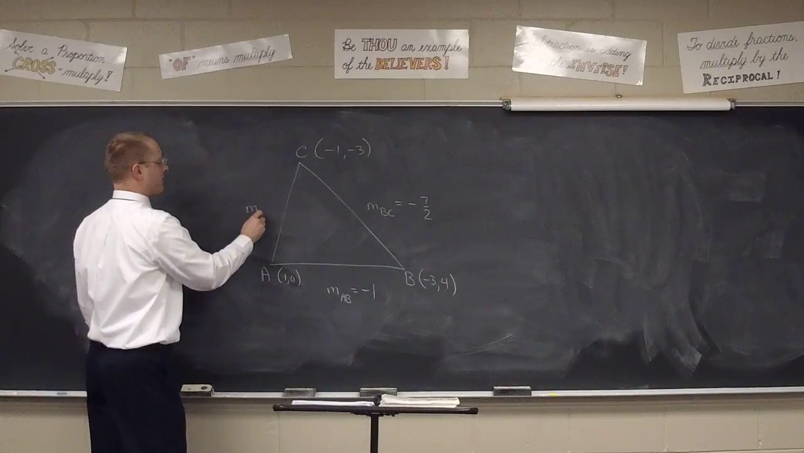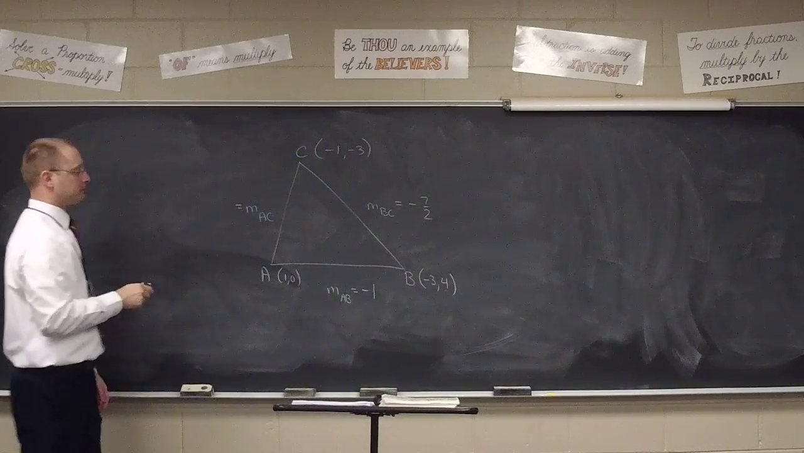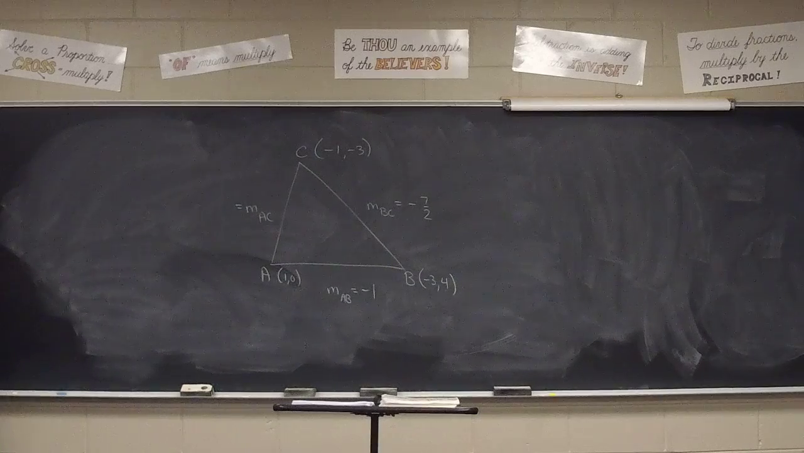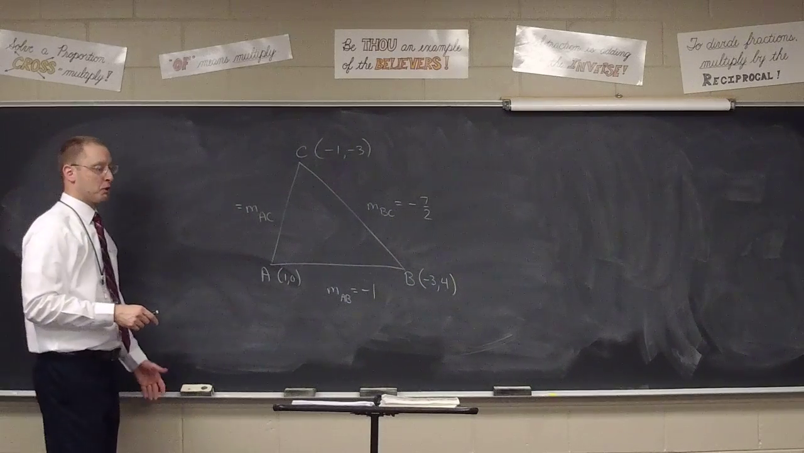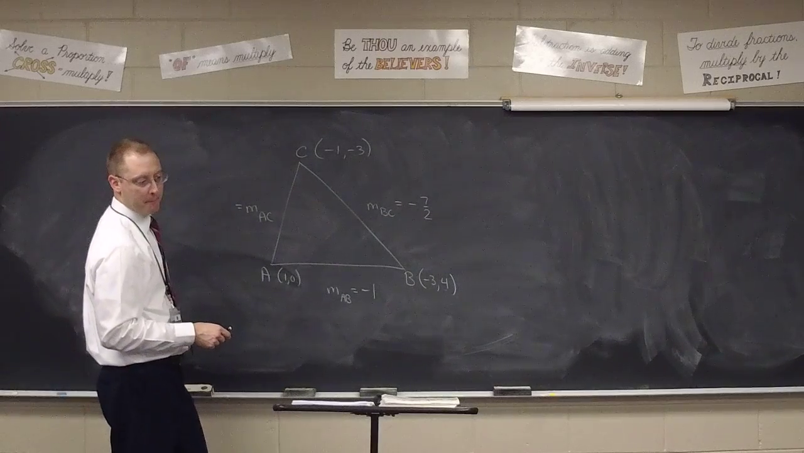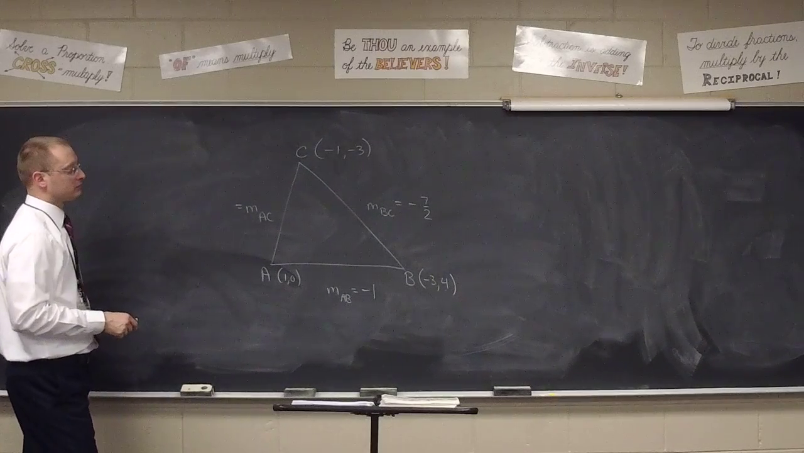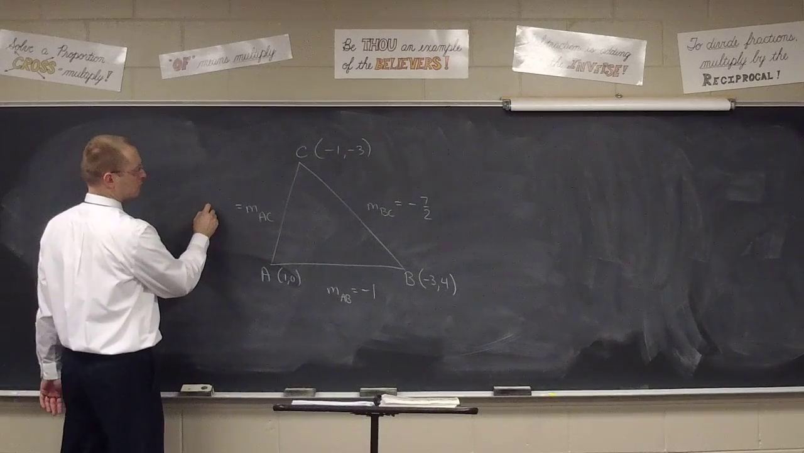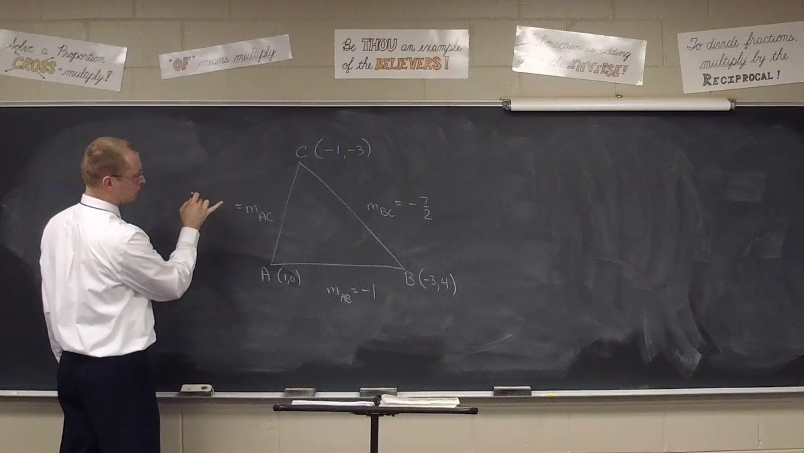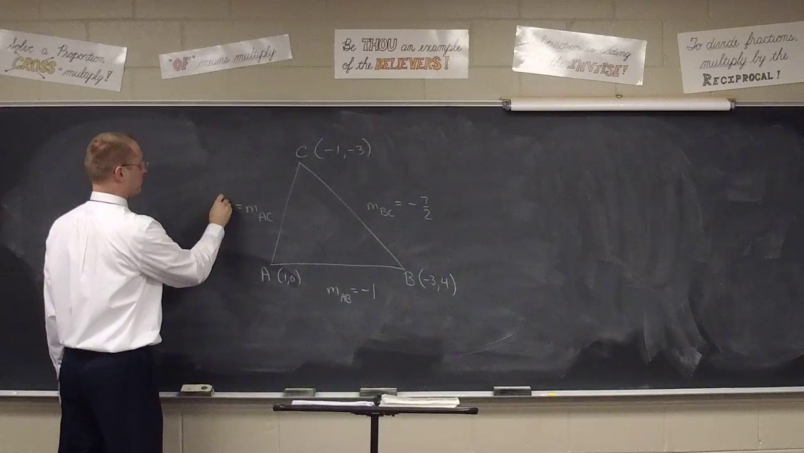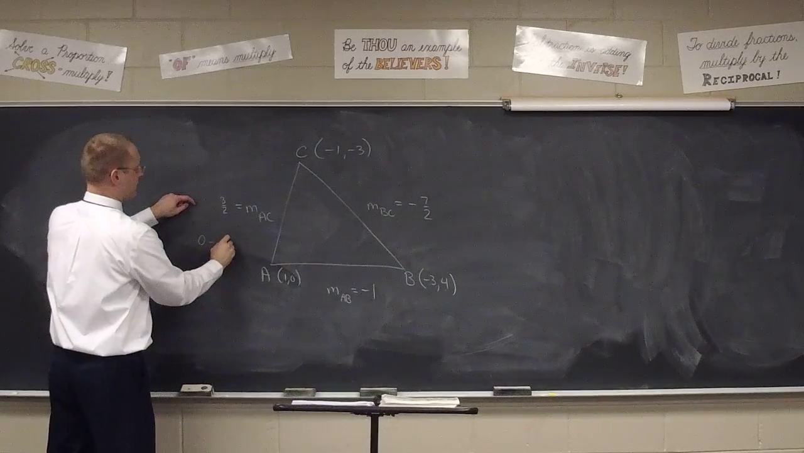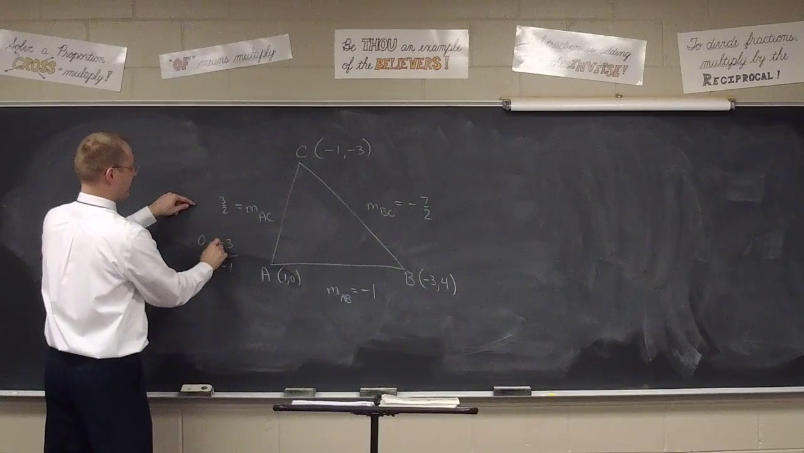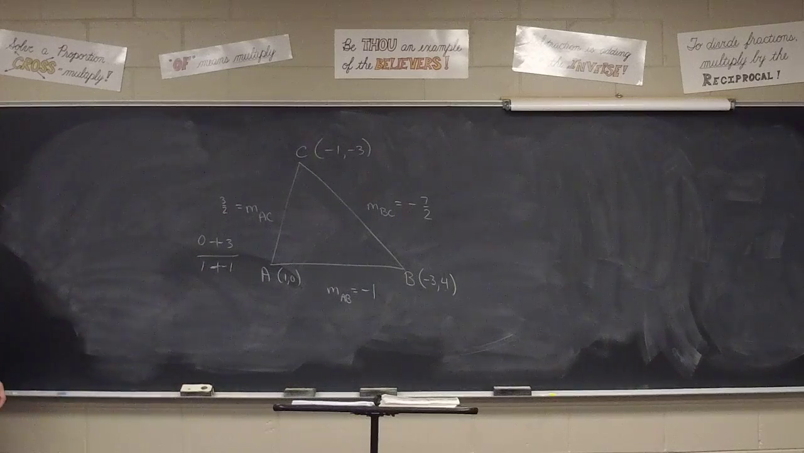All right, find the slope of AC, and we'll have Quentin call it when he has it. -3 halves. We're going to have +3 halves. So let's see, we got 0 minus -3 over 1 minus -1. I get a +3 halves. All right.